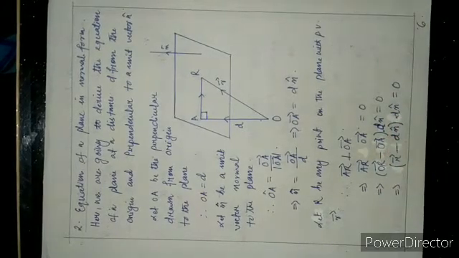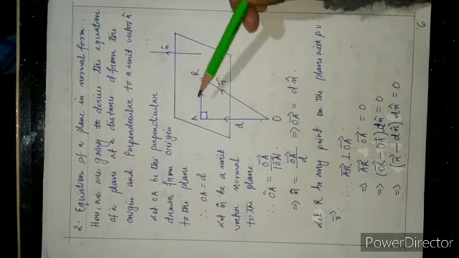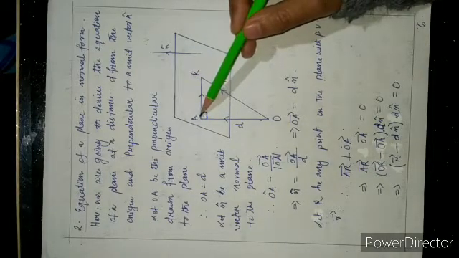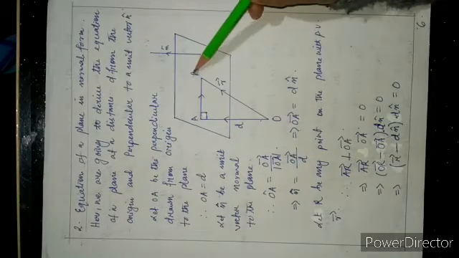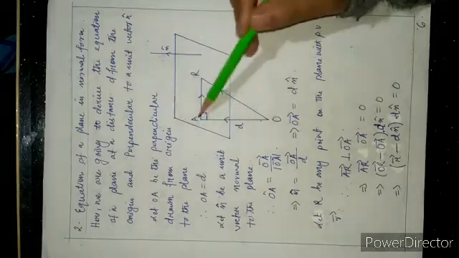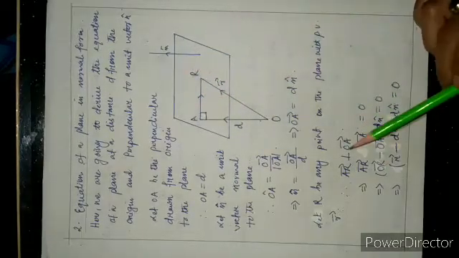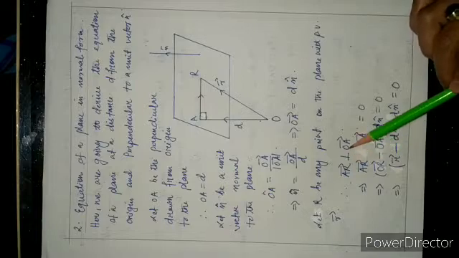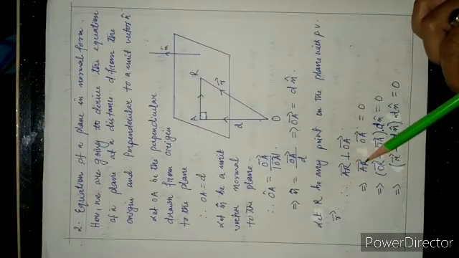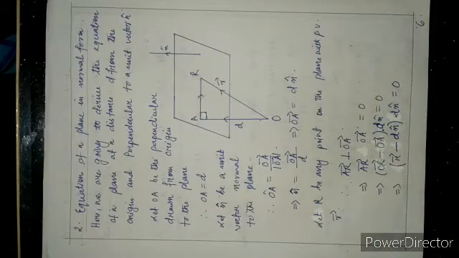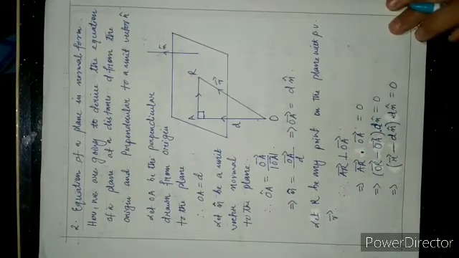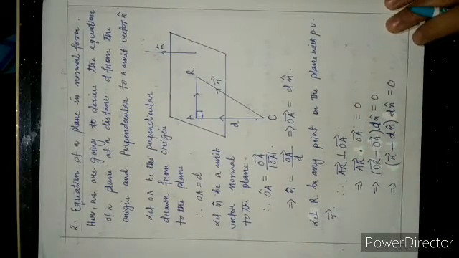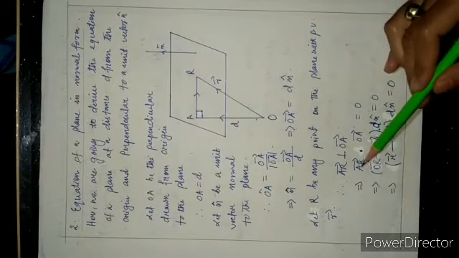Using theorem number 1, the equation of the plane passing through point A and normal to n cap: the vector AR is perpendicular to OA. Therefore this AR vector is perpendicular to OA. So the dot product AR vector dot OA vector equals 0. Then write the position vector of AR.